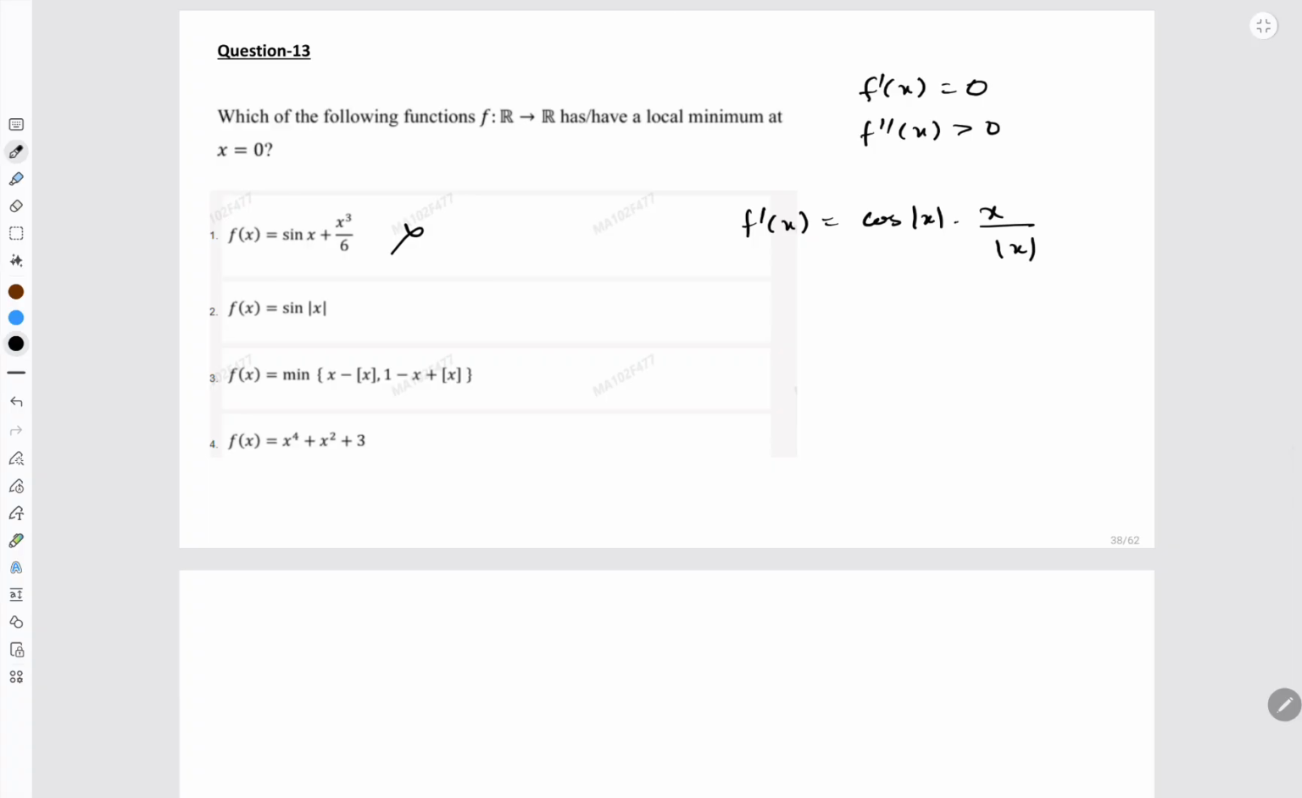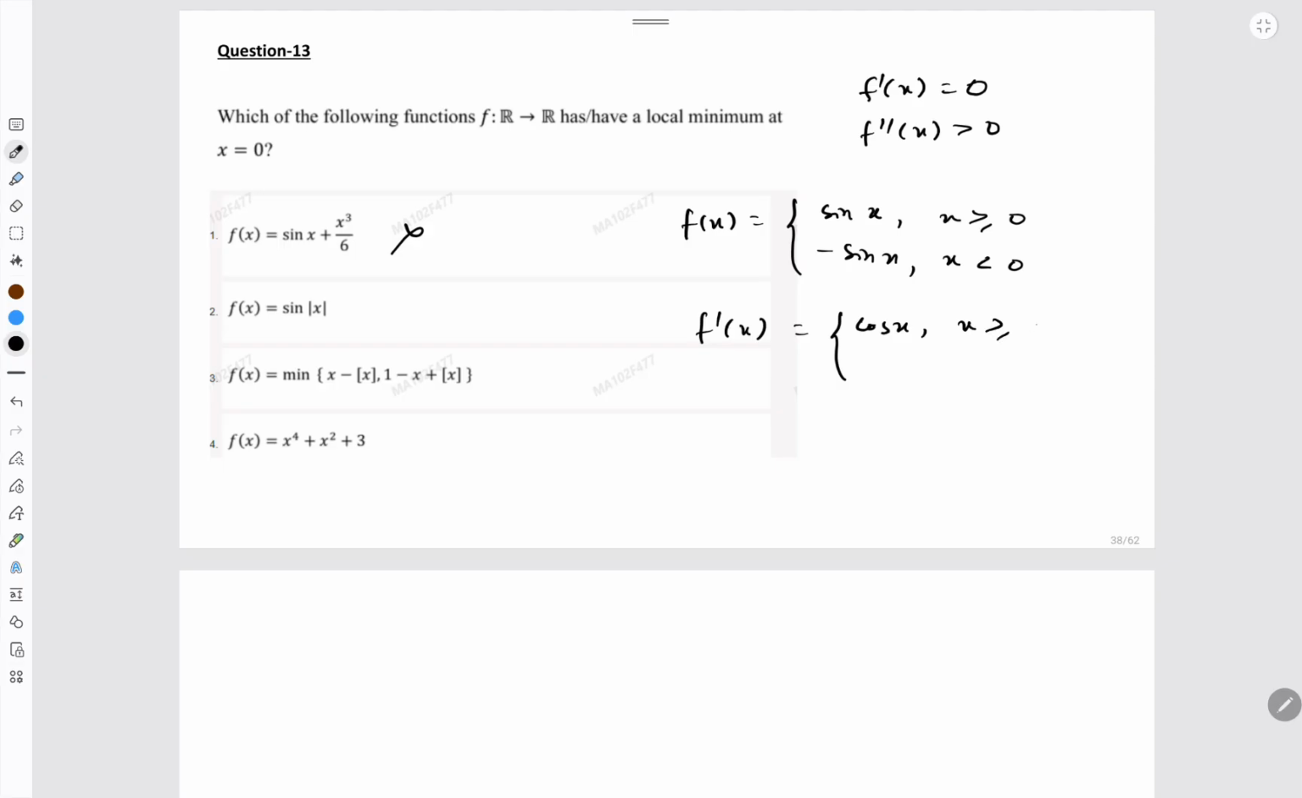So at x equal to 0, what happens? Okay, so this is basically a little confusing. Let me just rewrite the exact thing. f of x is sin x if x is positive, minus sin x if x is negative. So if I do the derivative, for the right part it is cos x, x is greater than 0, minus cos x, x is less than 0.